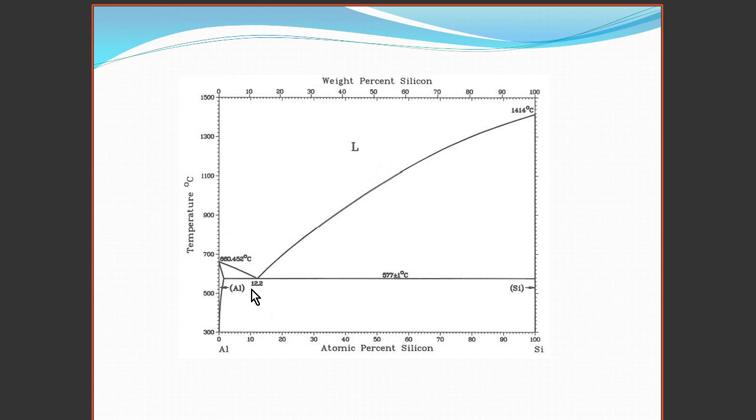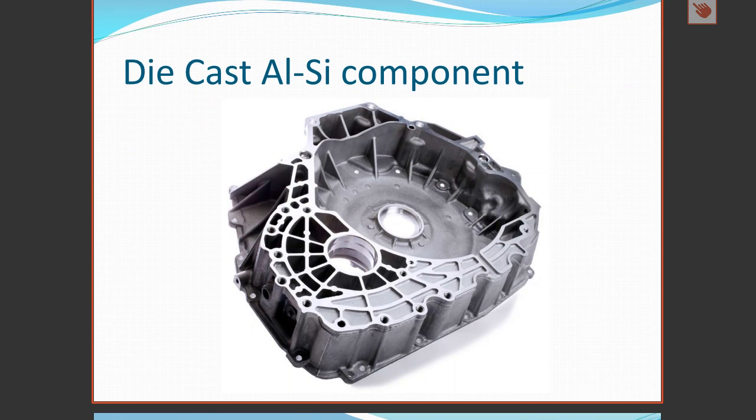Compositions around the eutectic point are commonly used for die casting. Die casting involves injecting aluminum melt or aluminum silicon melt into a permanent mold. Here we can see an example of a die cast component which looks like it's some kind of transmission casing. You can see the details that are picked up by the melt in the die cast mold.